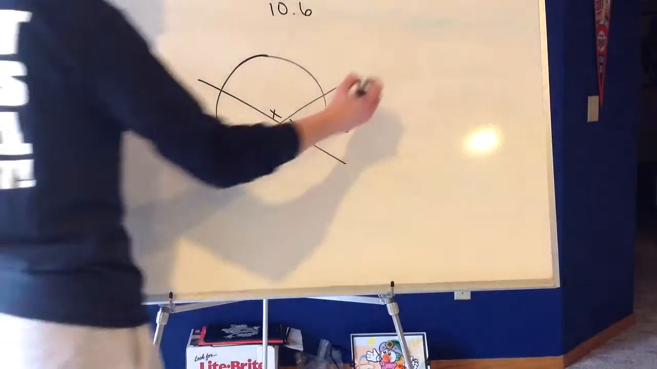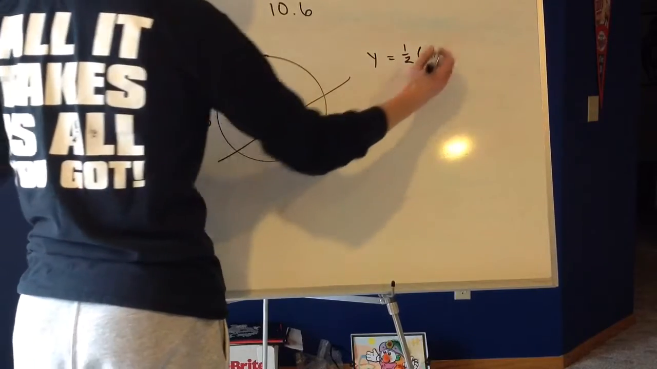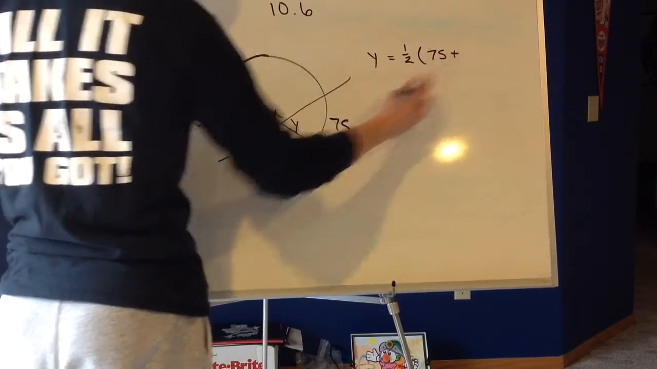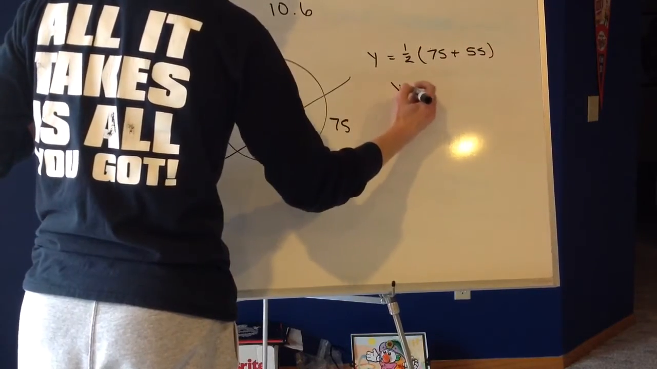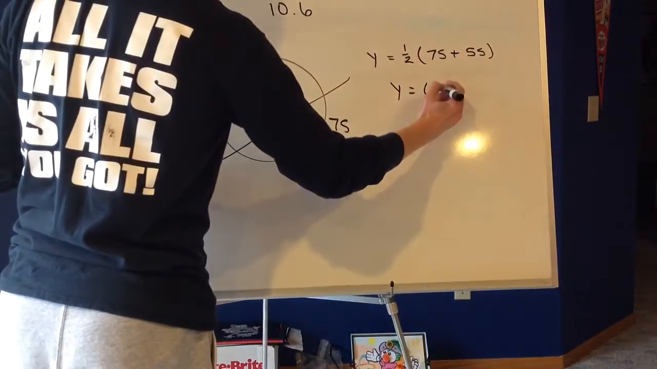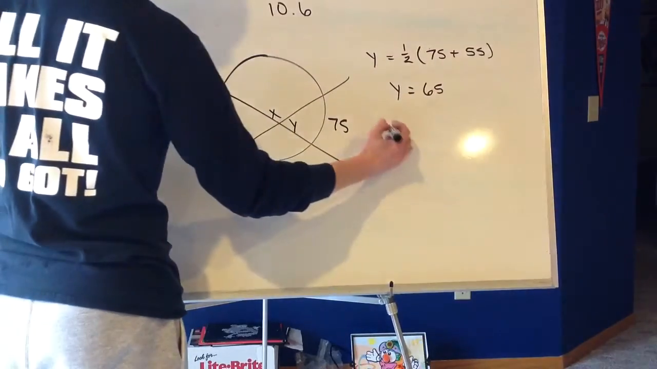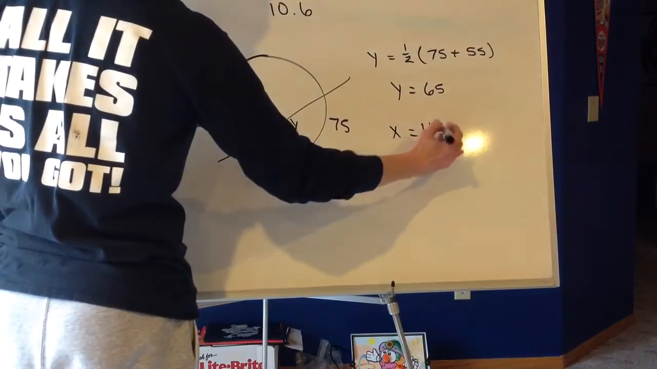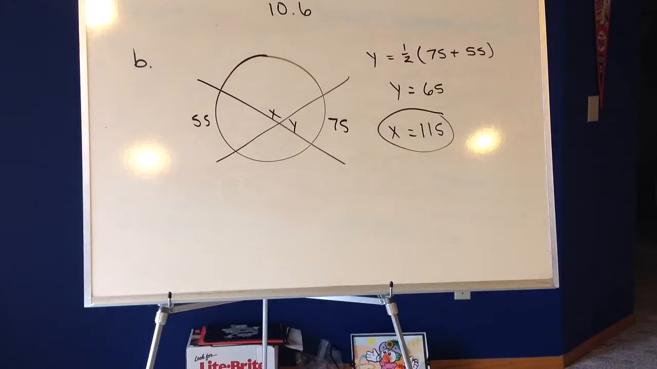So I'm going to find y first by doing 1/2 of its arc, which is 75, plus its vertical angle's arc, which is 55. If you simplify that, you'll end up with 65 for y. But again, these two are a linear pair, so if I subtract that from 180, I'll end up with 115 for my x. Again, not the only way to do that problem, but I think it is the easiest way.